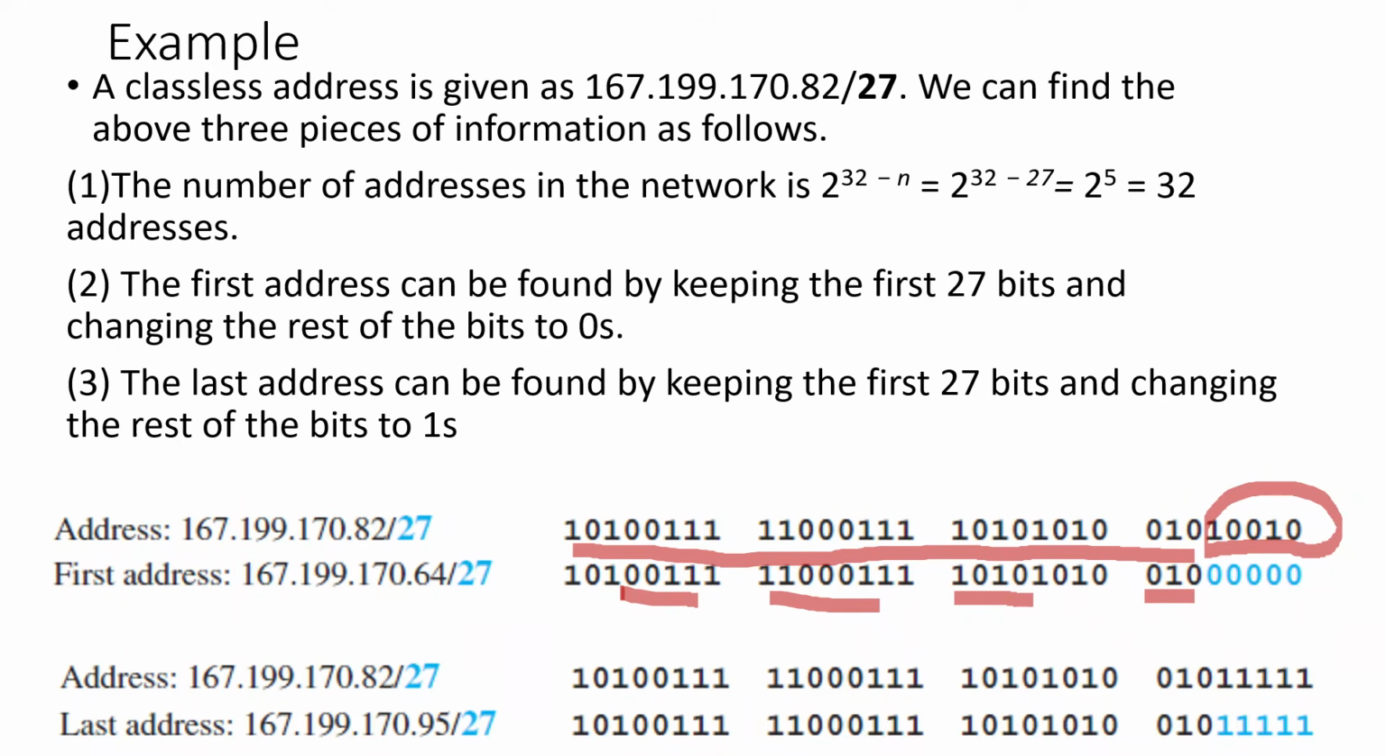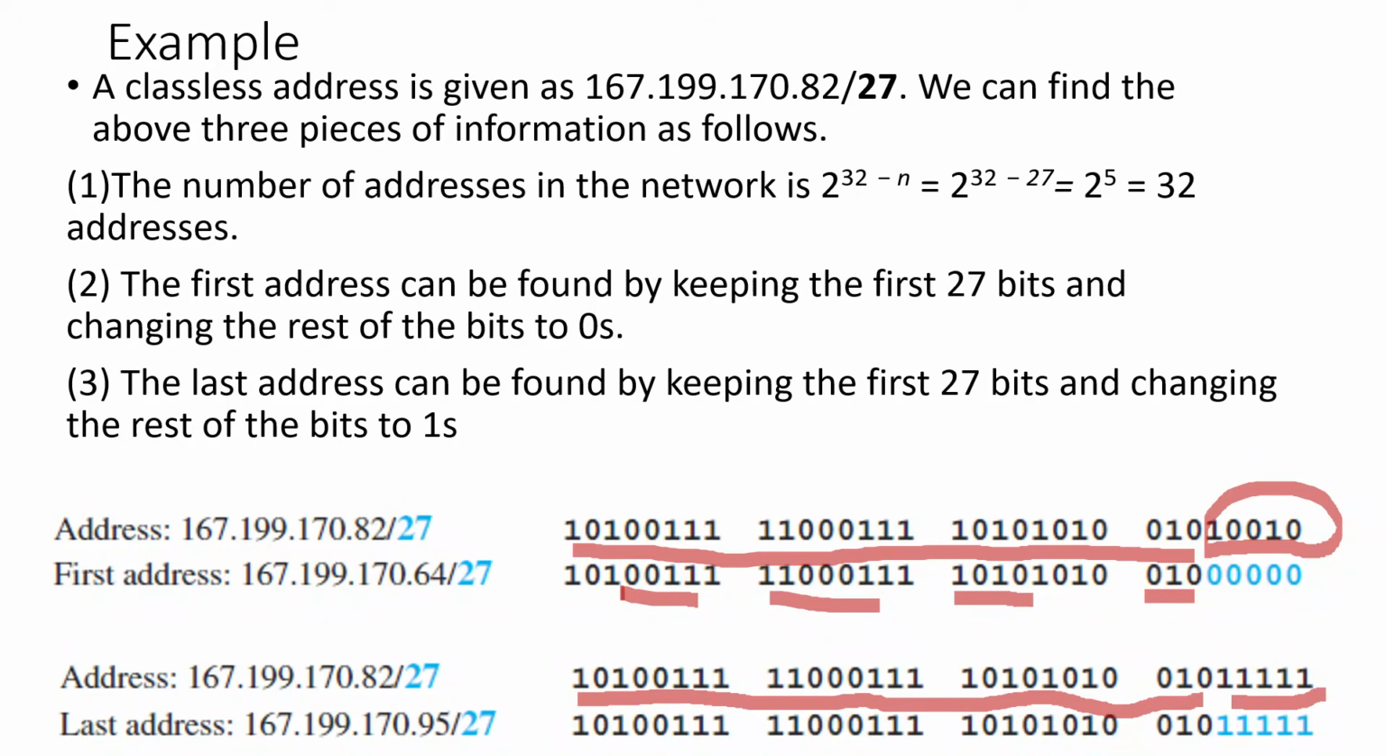And the next question is, you have to find the last address in this block. What is the procedure? You have to keep the n, that is the prefix length, 27. So the 27 bits in the given IP address stay as they are, and the rightmost 32 minus n, 32 minus 27, is equal to 5. Those 5 bits should be set to 1. So this is the last address in this case.